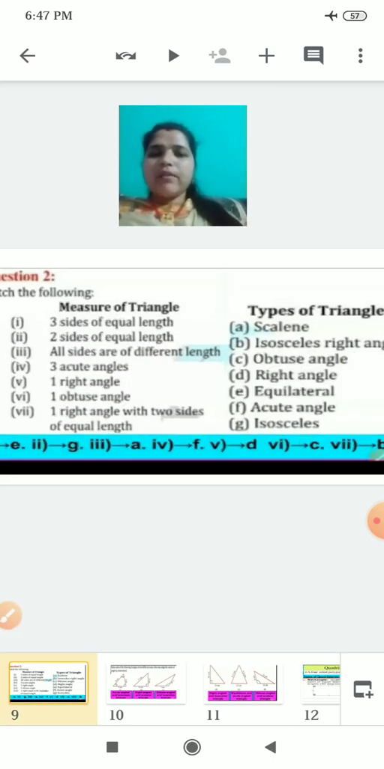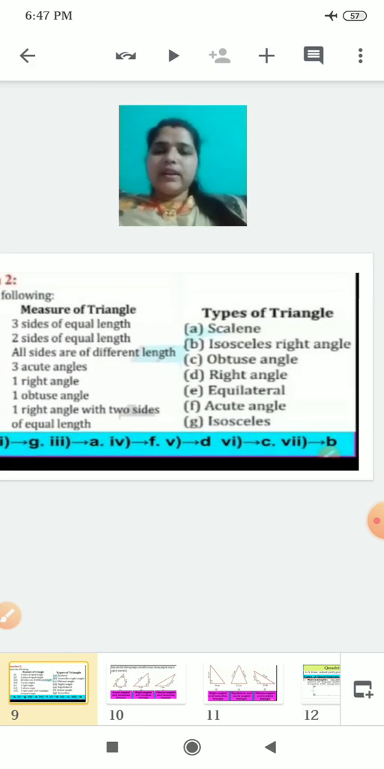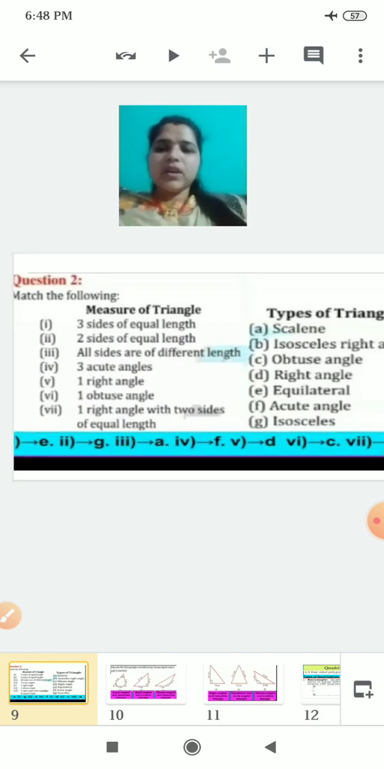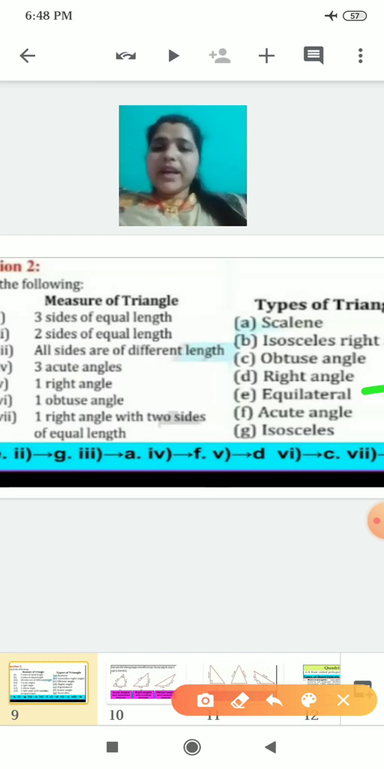So here we have question number 2, that is measure of triangle is given and types of triangle is given. You have to match them. So here we have first question. 3 sides of equal length. 3 sides are equal in which triangle? That is, everybody knows, that is equilateral triangle, this one. 2 sides are equal length, everybody knows, we have discussed now only, isosceles triangle, that will be. Okay, all sides are of different length, that will be scalene triangle. All are different. If a triangle has different sides, so that will go for scalene triangle.